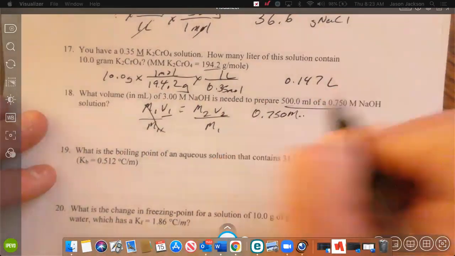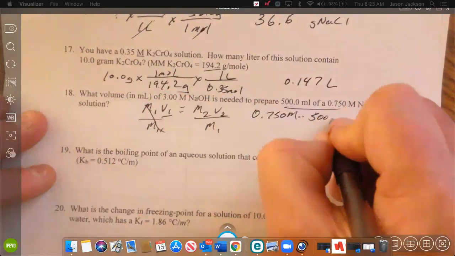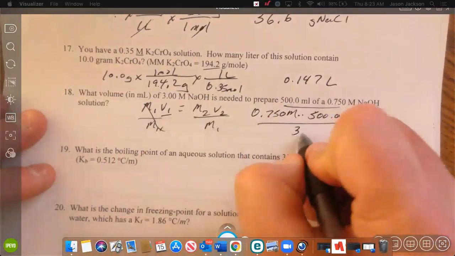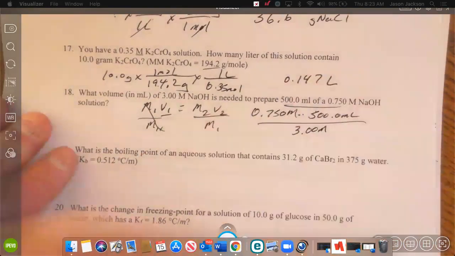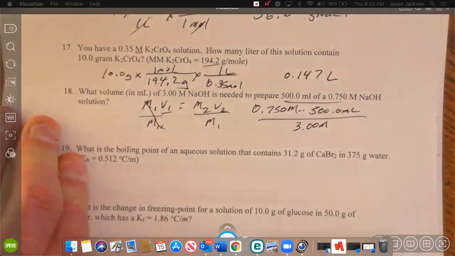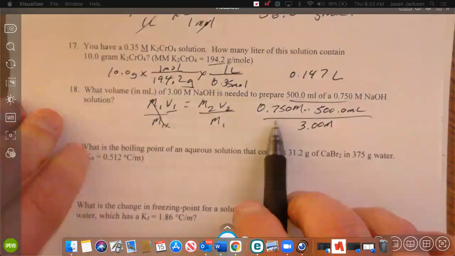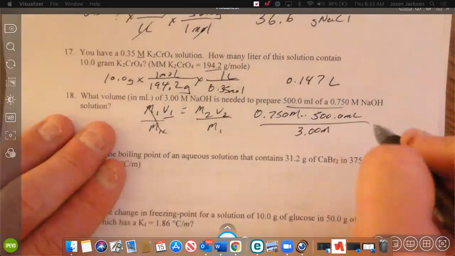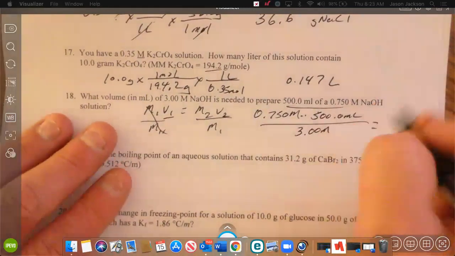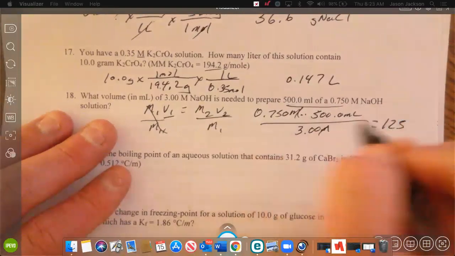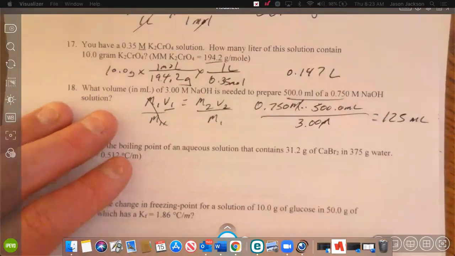0.75 molar times 500 milliliters divided by 3. 0.75 times 500 divided by 3 is 125. And notice molarity cancels out. We're left with milliliters.